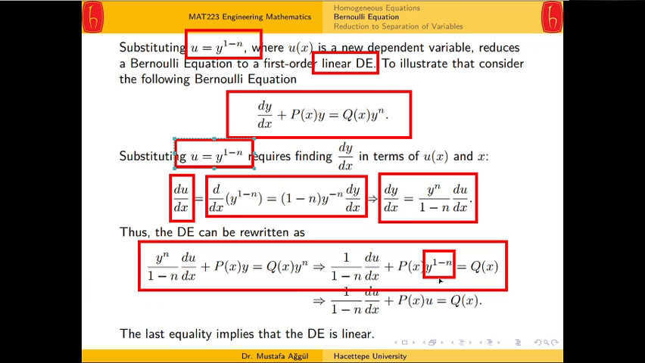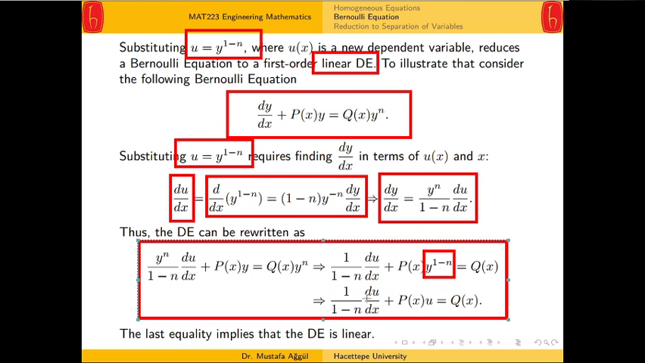Okay, so this means we can replace this guy by u, and doing so will give us this differential equation. This differential equation is really a linear equation for u. This is du/dx, plus some constant, just a number here, and then p(x), a function of x, times u equals q(x), and there is no u here. So this means we have a linear differential equation for u.